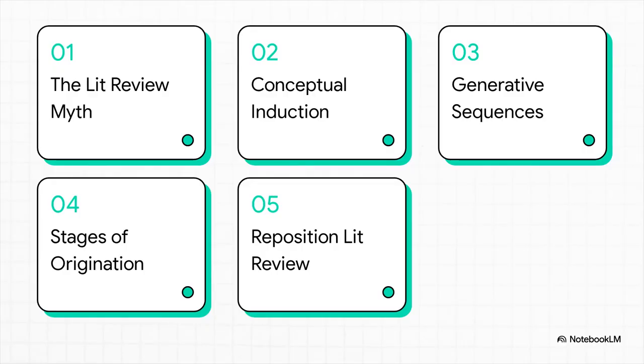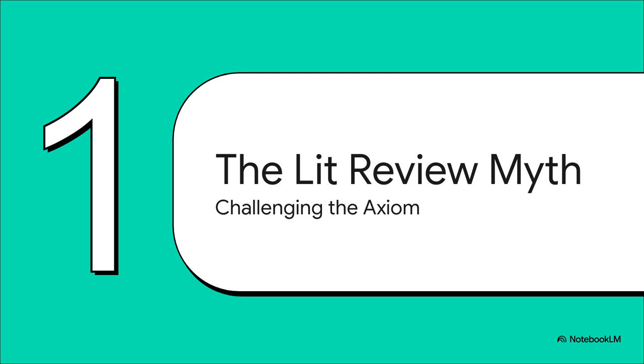So here is our roadmap. First, we'll look at the literature review myth, then dive into the problem with conceptual induction. After that, we'll check out history's true generative sequences, explore these 7 stages of origination, and finally, look at repositioning the literature review. Okay, section 1, the literature review myth, challenging the axiom.